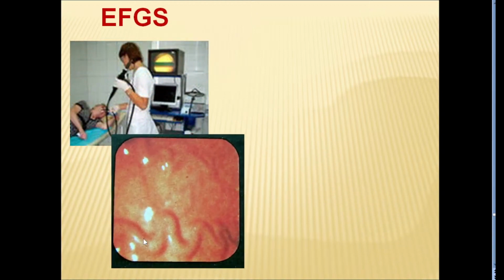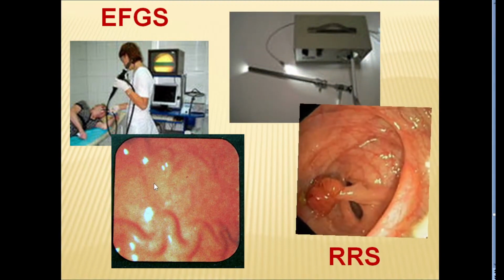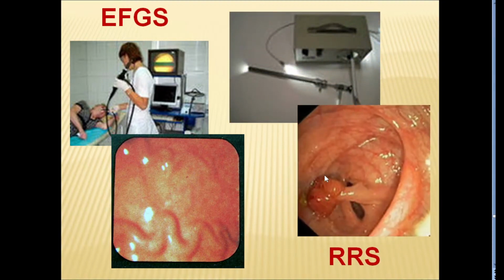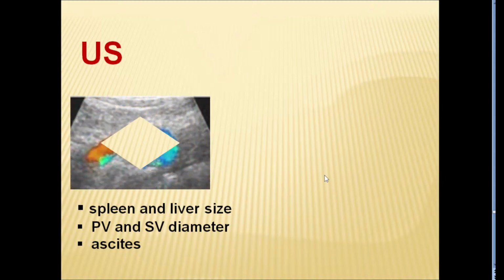Esophagofibrogastroscopy revealed a dilated esophageal vein. Proctosigmoidoscopy revealed a dilated hemorrhoidal vein. Ultrasonography revealed an enlarged spleen and diminished liver. You see the size of the spleen and liver approximately the same, because we remember about the opposite correlation: diminished liver, enlarged spleen.